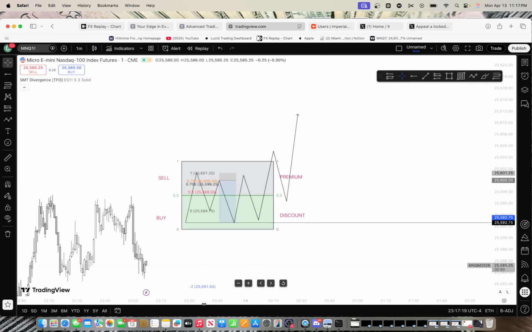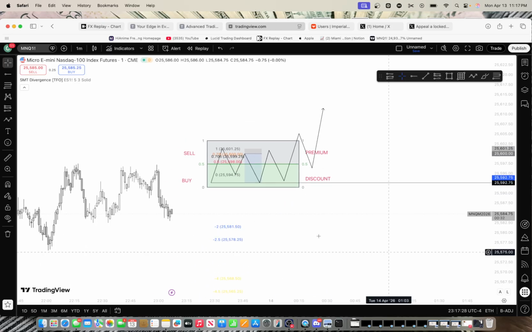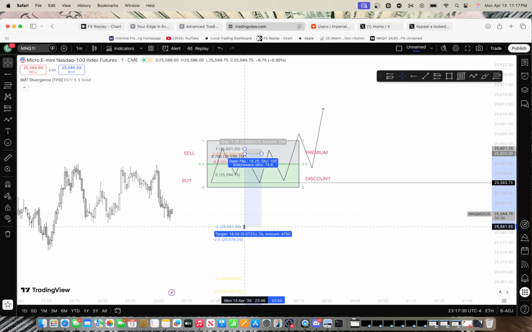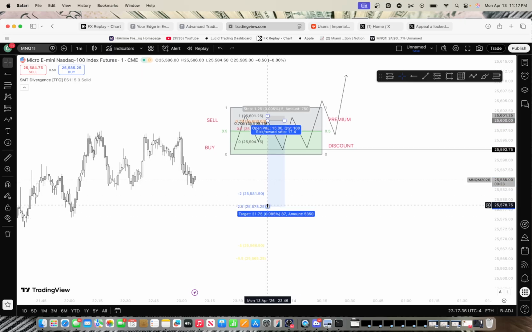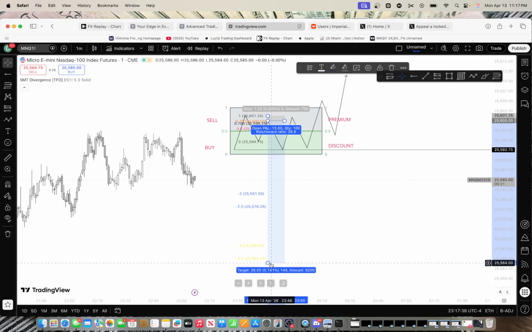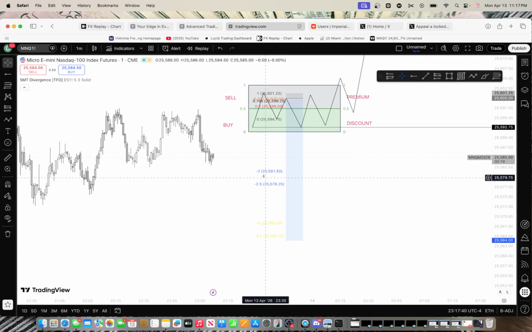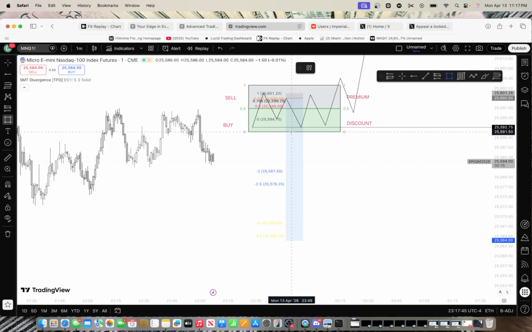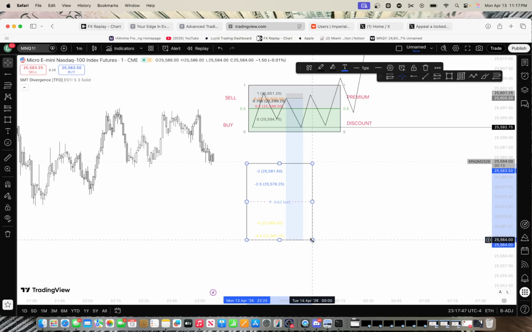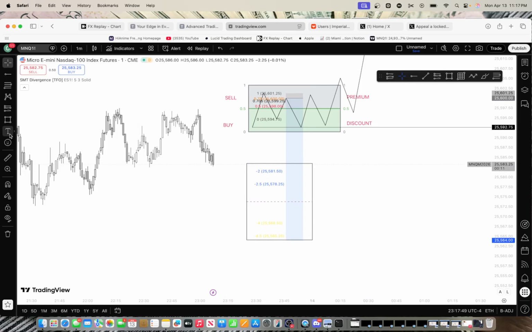I want you guys to screenshot this, even get a notebook, write it down. Also, these levels at the bottom are levels that you could target: the -2, the -2.5. These are levels that price normally reverses off of also. So target -2, -2.5, -4, -4.5. These are levels that you should be targeting. Let me draw this out. Target levels.